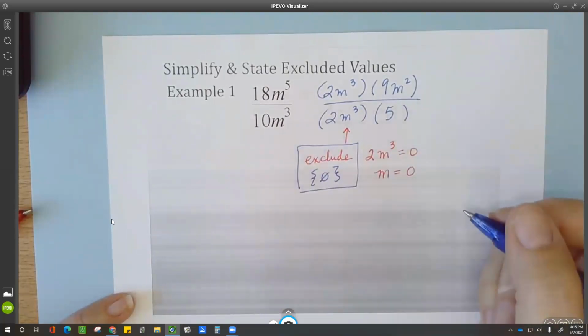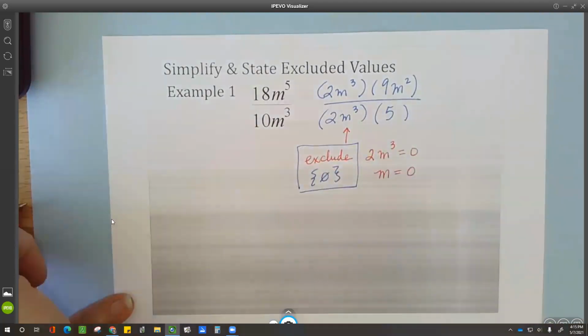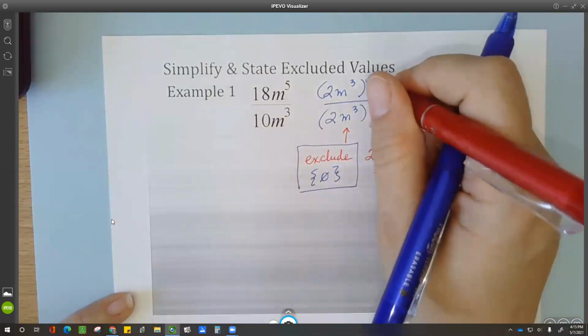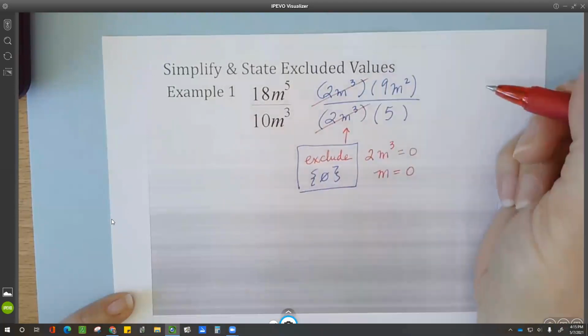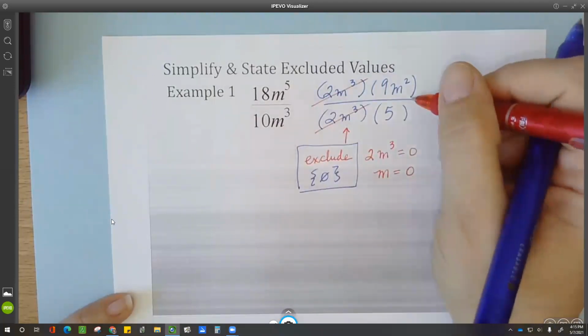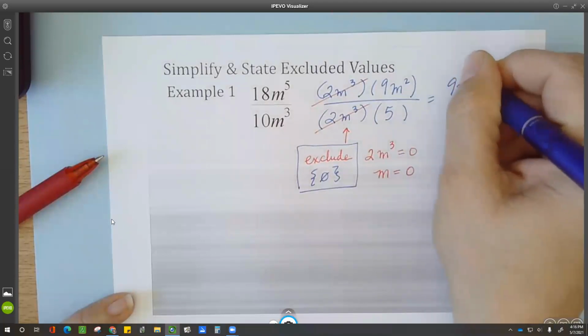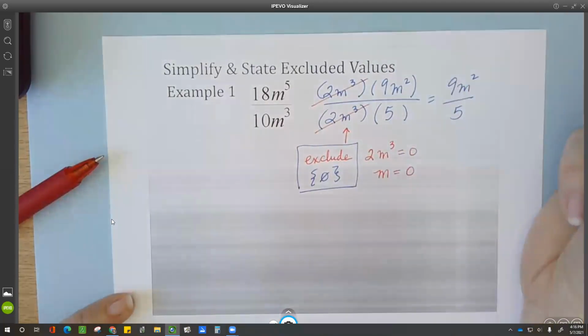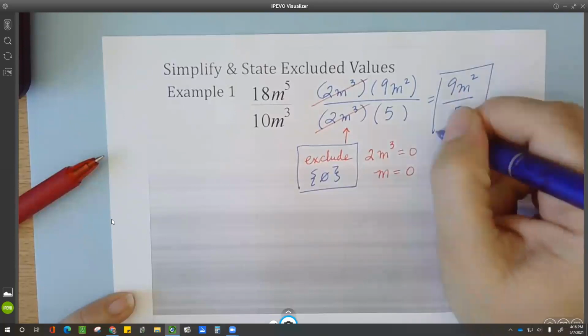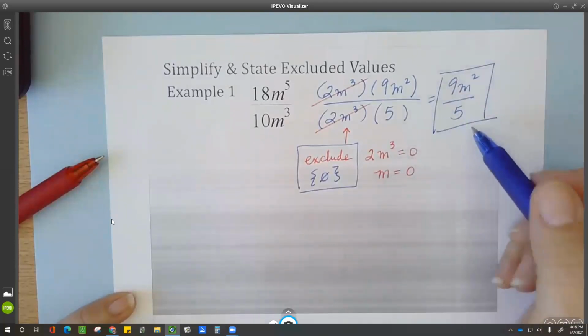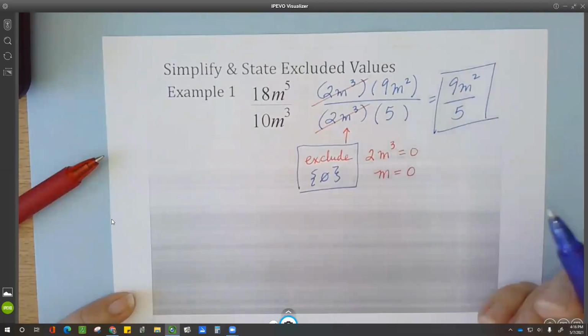Okay, and then I reduce. So I'll cancel the common factors, which are 2m to the third, and that leaves 9m squared over 5. And this is equivalent as long as m is not 0.